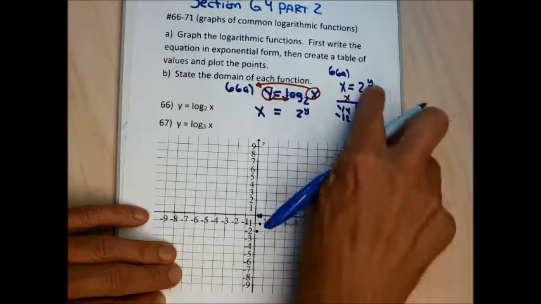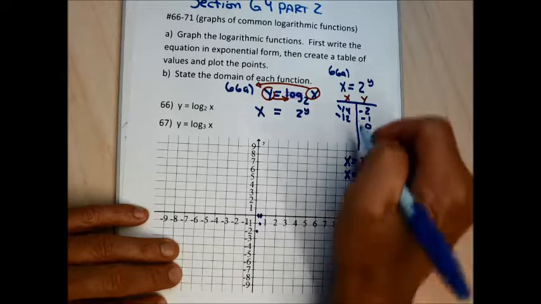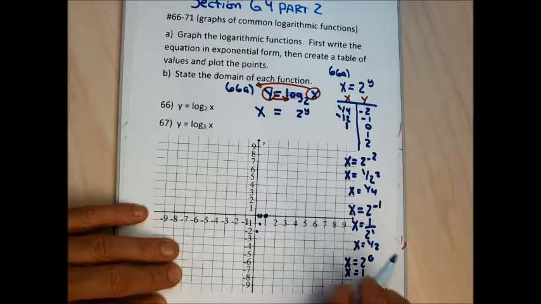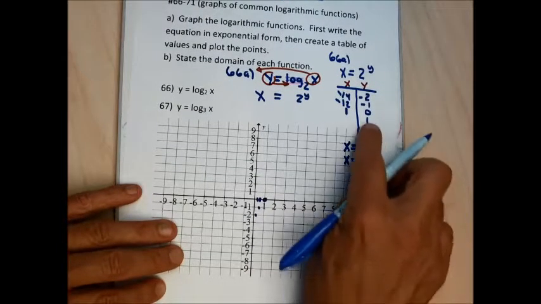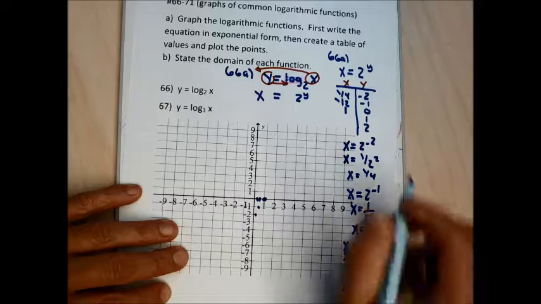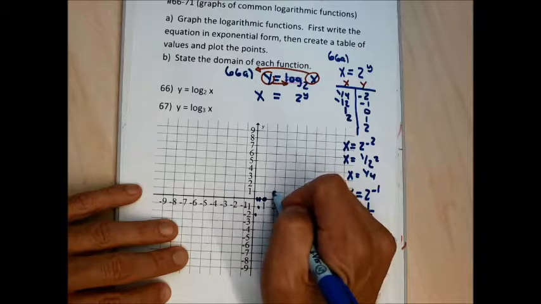Third thing I'm going to do is plug 0 in for this y. I'm going to get x equals 2 to the 0 power. And anything to the 0 power is 1. So the third point I'm going to plot is the point 1 comma 0. They're starting to get easy now. Next thing I'm going to do is plug 1 in for that y and get x equals 2 to the first power. 2 to the first power is just 2. The fourth point I'm going to plot is the point 2, 1.